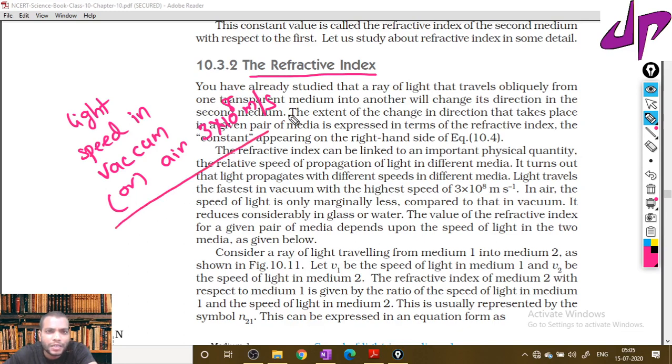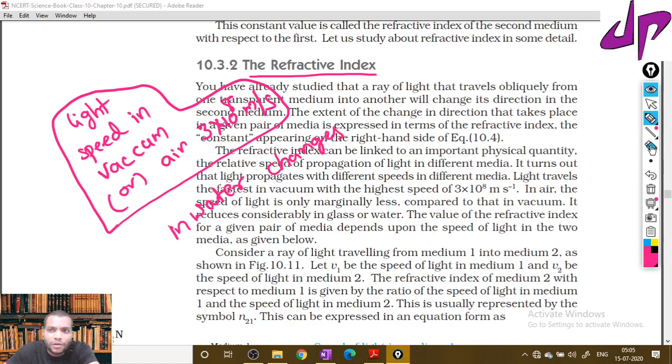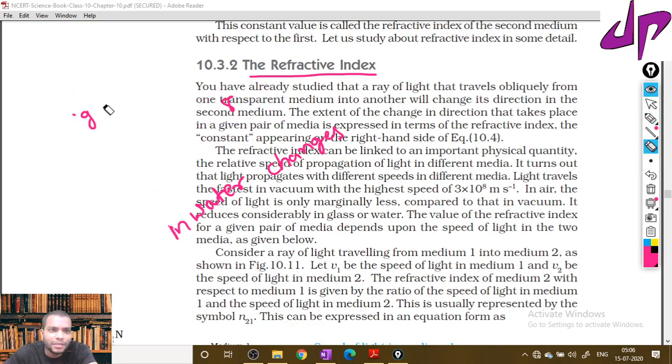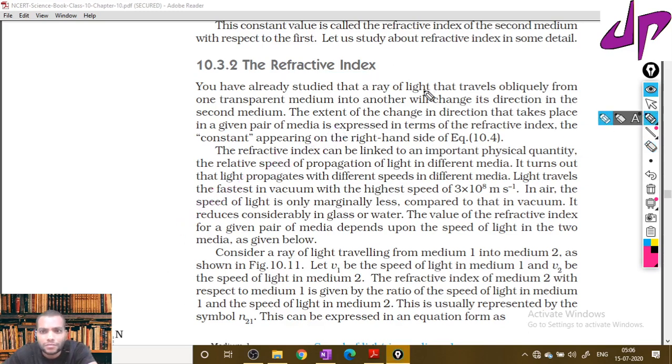Now, if this is the speed of light in air or vacuum, and light is entering from air to water, obviously the speed of light in water will change. Now the refractive index gives the relation between the speed of light in two different mediums. Let's see it in detail.